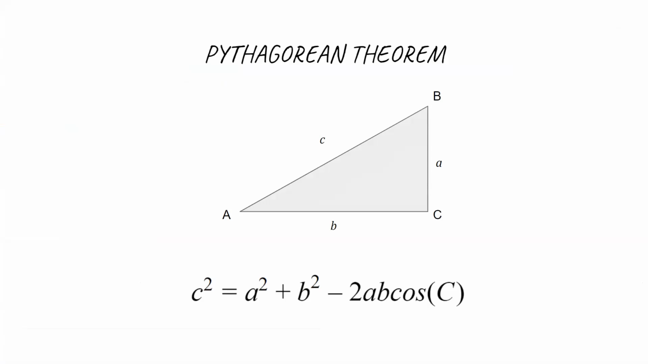If we let the right angle be called c and apply the law of cosines, we can see that the equation becomes much simpler. The third term on the right-hand side disappears because the cosine of 90 degrees is 0, and we're left with c squared equals a squared plus b squared.